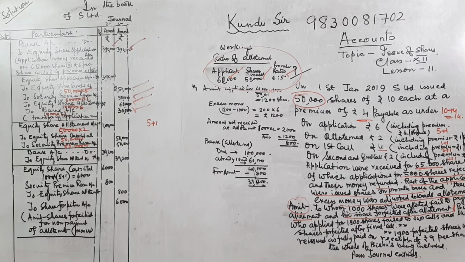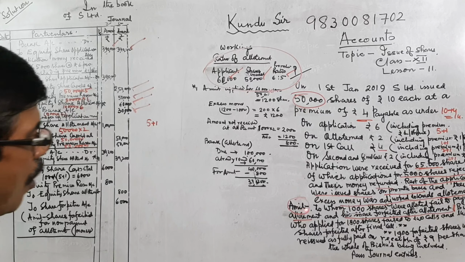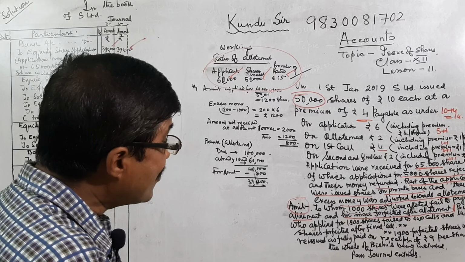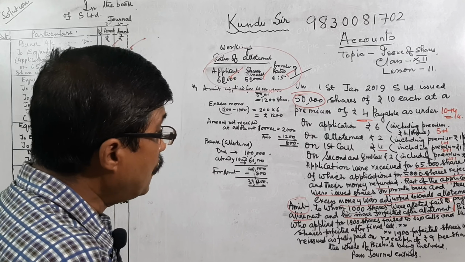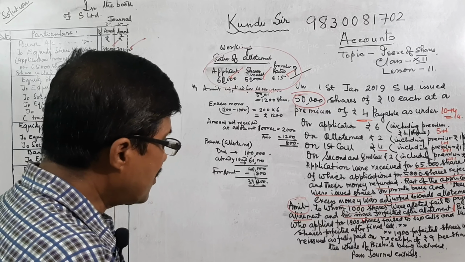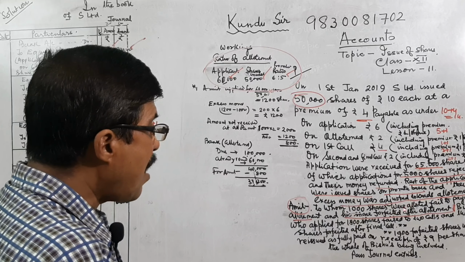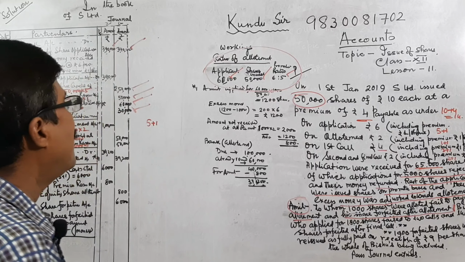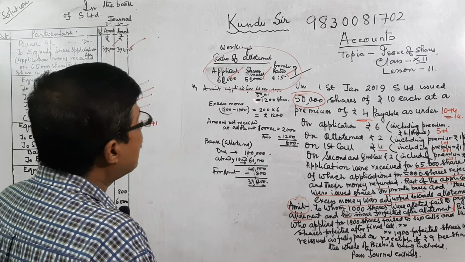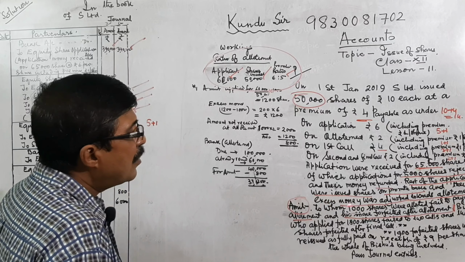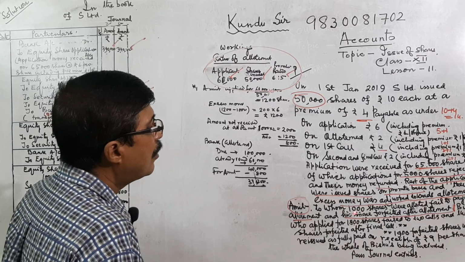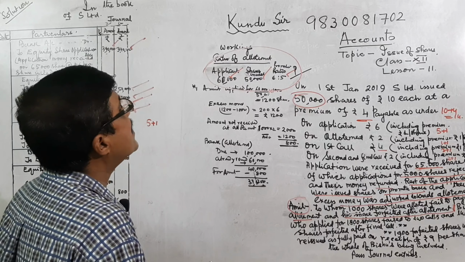But there is a problem. Mr. Amit, to whom 1,000 shares were allotted, failed to pay the allotment money, and his shares were forfeited after allotment. Now we are making the calculation. Amit, to whom 1,000 shares were allotted.